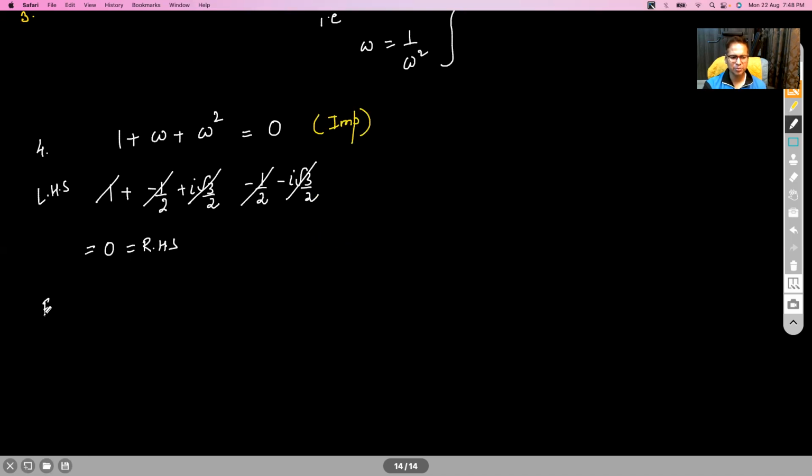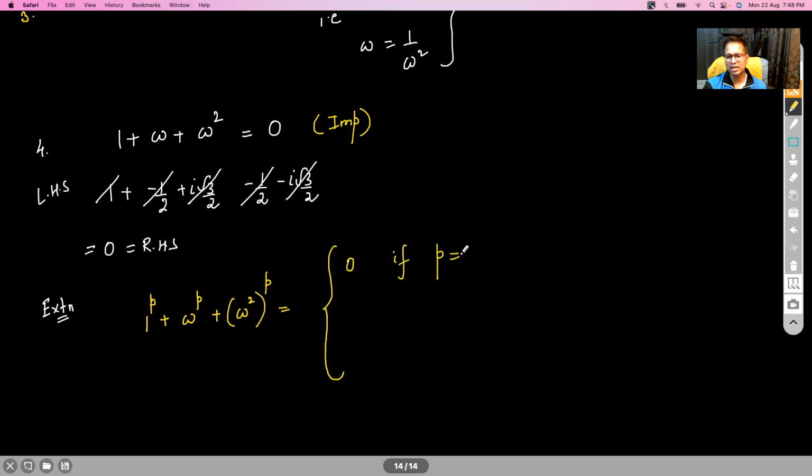Now, an extension of this property is, if you raise the cube roots of unity to a power of p, then this result will be 0 if p is not a multiple of 3. And this result will be 3, sorry, this result will be 3 if p is a multiple of 3.